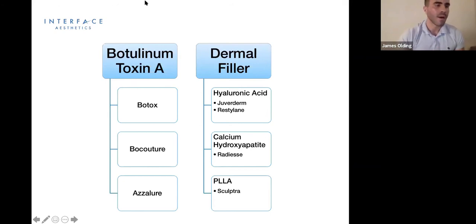When it comes to dermal filler, it's a little bit more complicated because dermal filler is such a vast area, in that dermal filler can mean pretty much anything that we use to fill the tissues of the face, so from the dermis down to the level of the bone.